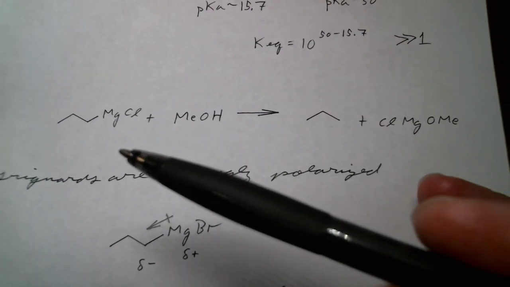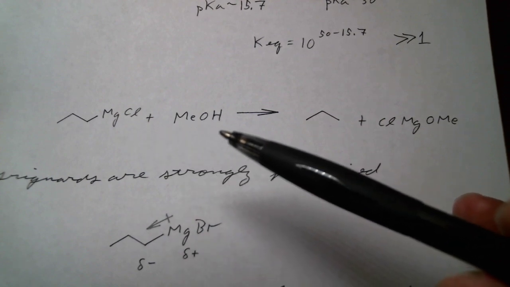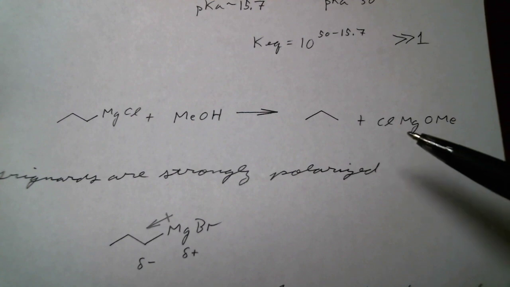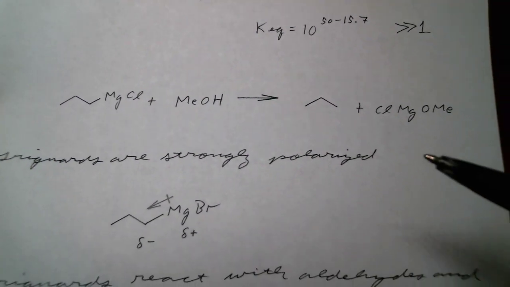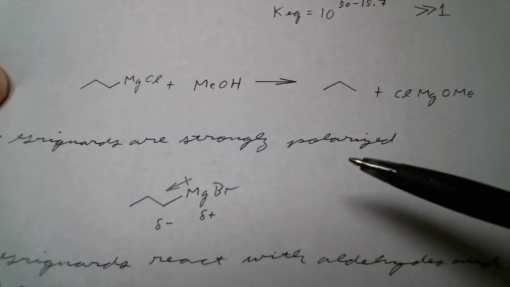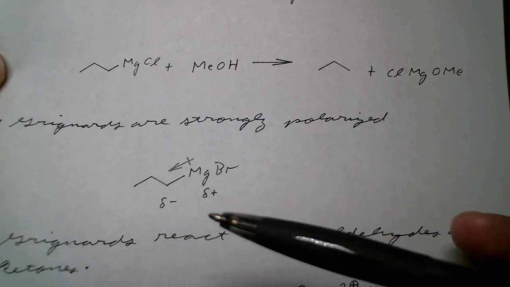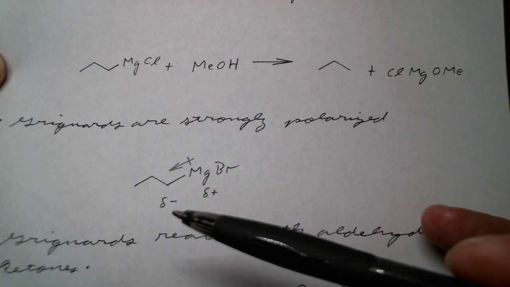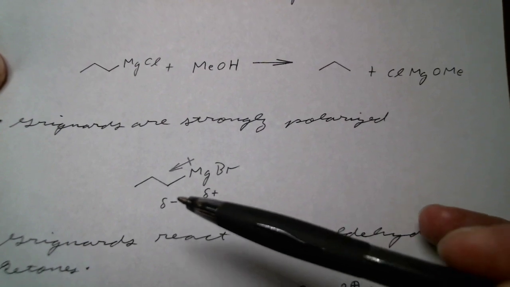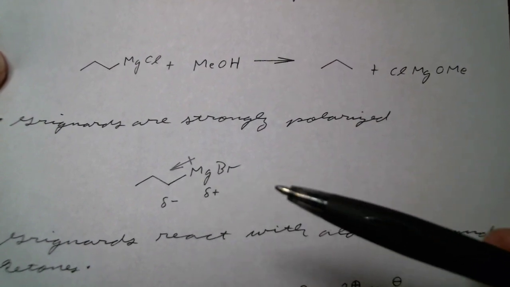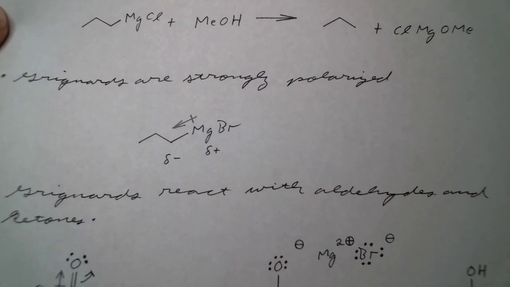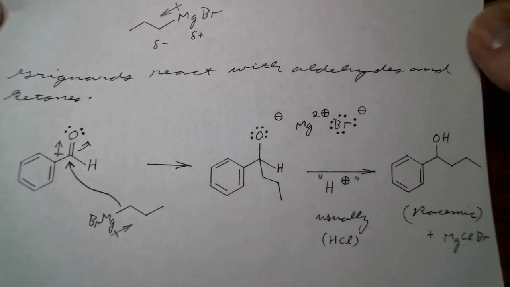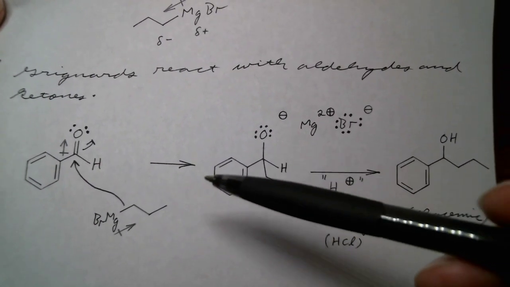Similarly, you could think of this propyl magnesium chloride reacting with methanol to generate propane and chloromagnesium methoxide salt. Grignards are strongly polarized. Like I said, it's really the carbon that's electronegative, or delta negative. It owns those electrons. And they react with aldehydes and ketones, carbonyl groups, like I said, to form carbon-carbon bonds.